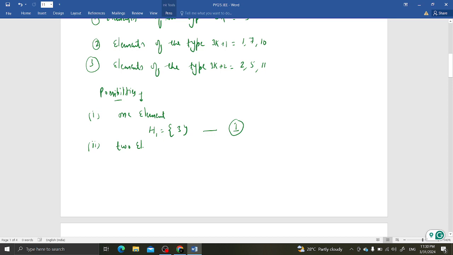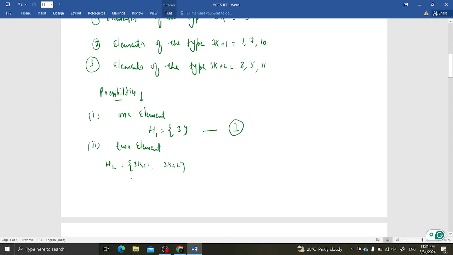Second, 2 elements. That means we are looking for those subsets of S which have 2 elements each, and the sum of each subset, suppose we have H2 and H3. In S2 we have 2 elements, suppose A and B. Then this is a subset of S, and A plus B should be divisible by 3; we are looking for those. So the format of that one will be that a 3k plus 1 type element has to be there, and a 3k plus 2 type element, like that.